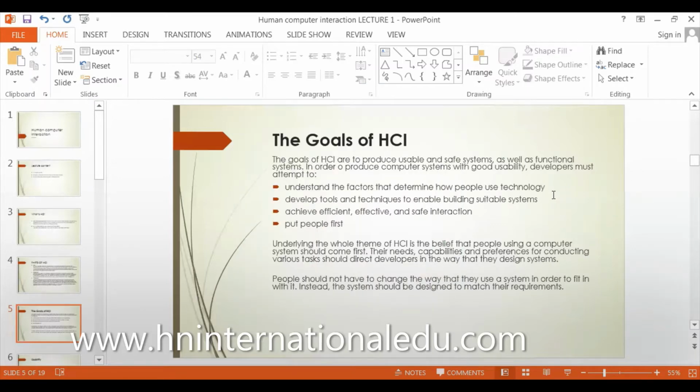Achieve efficient, effective, and safe interaction. What I want is to design an HCI which can develop efficient, effective, and safe interaction with the computer. Whenever I want to give any instruction to the computer, my system can easily decode it, and my system easily understands what I want to say.